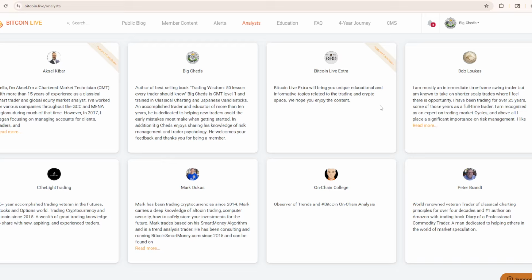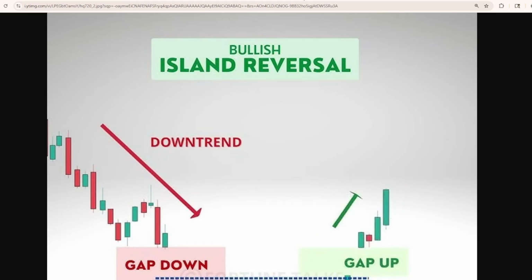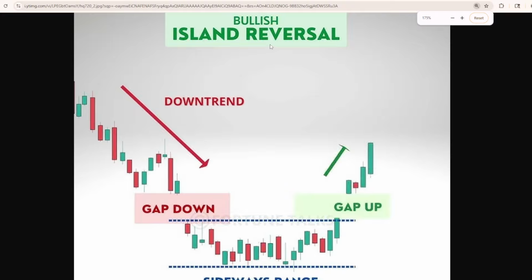For today's lesson, we're going to talk about an island bottom. Here is an AI overview. Of course, you can pause and read this on your own time. I'll show you a bunch of images. We'll talk about it in the chart. But you see here, essentially, it's a bullish island reversal. That's what an island bottom is.